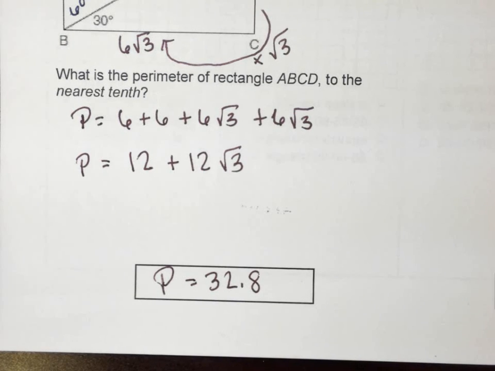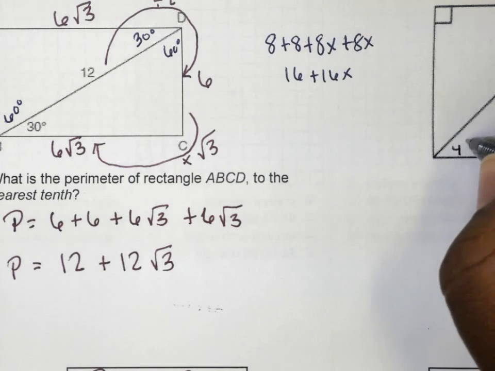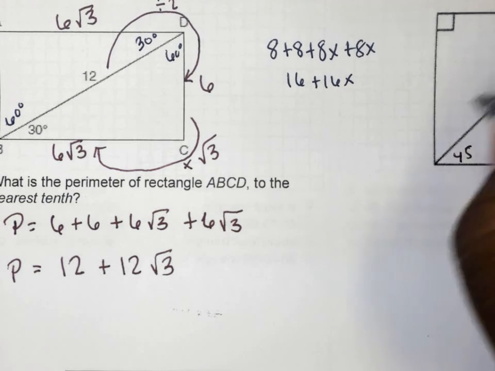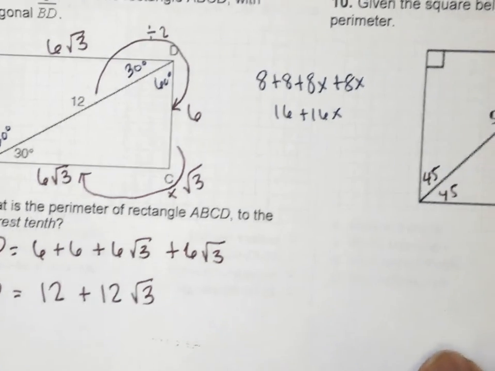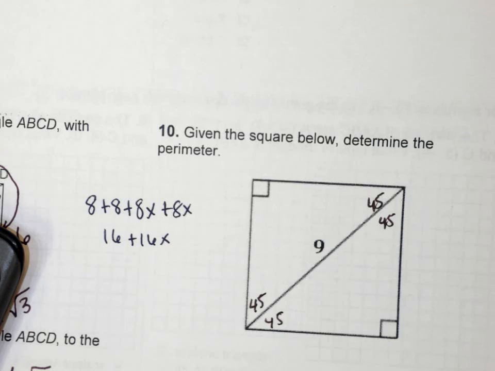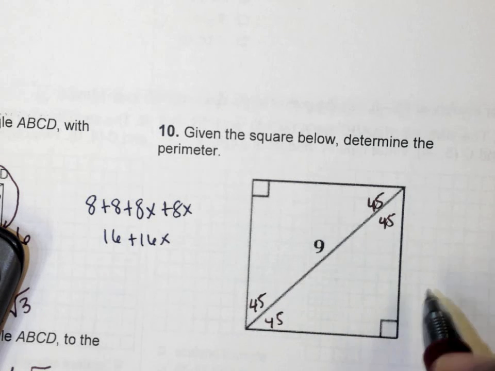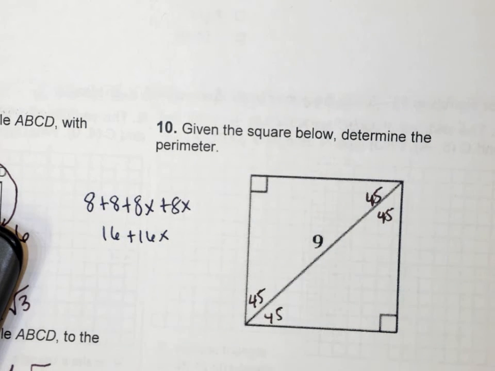Alright, like I said, number 10 y'all should be able to do on your own. It's a square, so it's 45, 45, 90. You can't get no decimals on this one. This one should be in radical form. Y'all should be able to do that. They give you the hypotenuse, they're looking for the legs. Once you find all the legs, you can either add them together or you can multiply by 4. Get one leg and multiply by 4. But you need to put it in simplest form. Give you a second to do that.